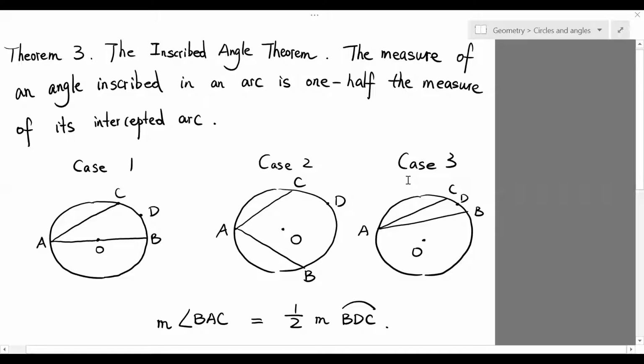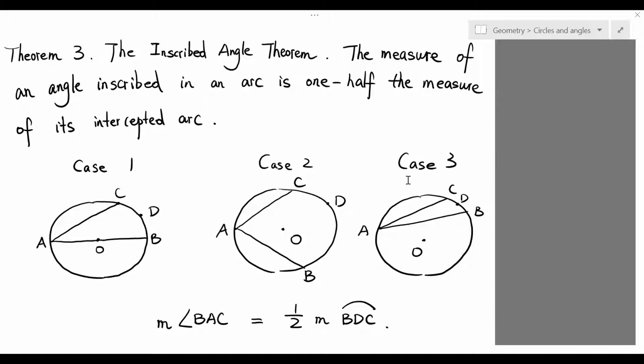In this part of the video, we're going to go over one of the fundamental theorems having to do with the angles related to an angle on the Euclidean plane. It is called the inscribed angle theorem. The theorem says that the measure of an angle inscribed in an arc is 1/2 the measure of its intercepted arc.